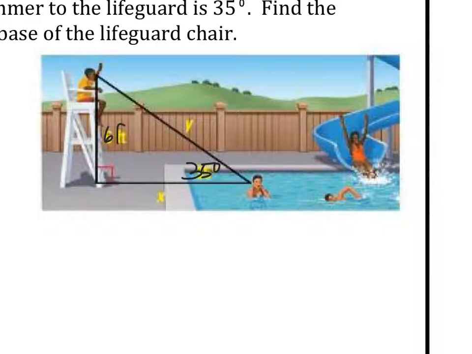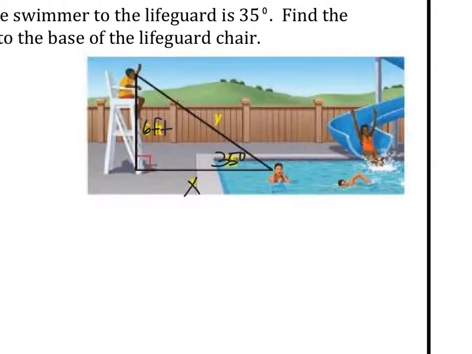You know that the lifeguard chair, at least up to the guy's eyes, is 6 feet. And you're finding, it says find to the base. Please remember that the base is the bottom. So the base is the bottom of the chair. Typically, if I ask you to find the distance to something, I am talking about on the ground. Because when we measure distance to stuff, we don't measure to the top of it. We measure to where we can actually measure it, on the bottom of the ground.